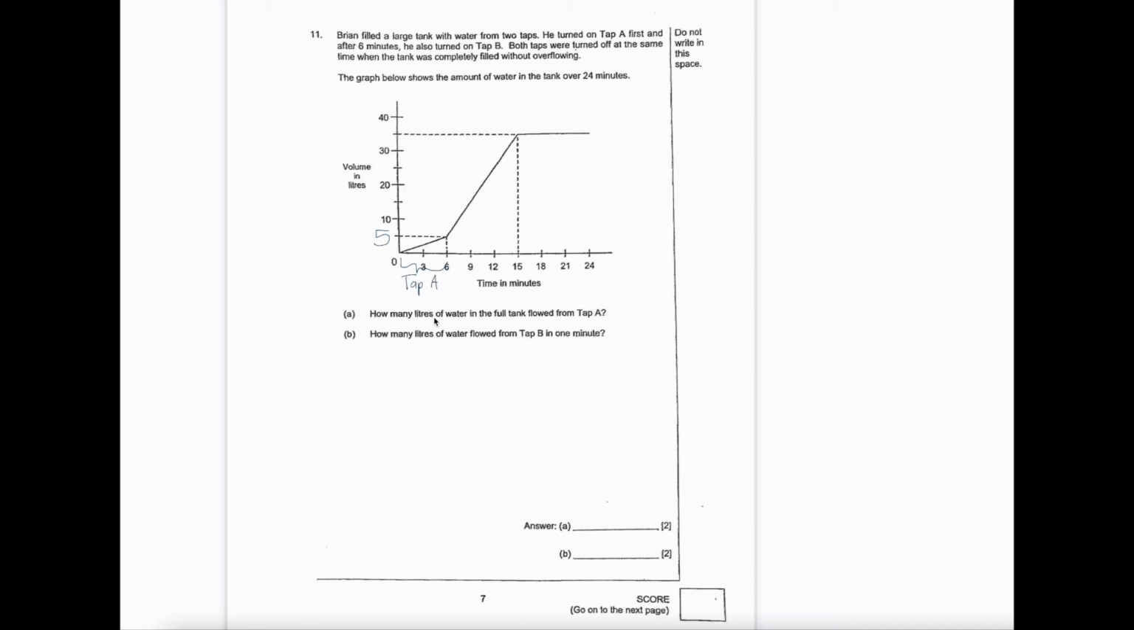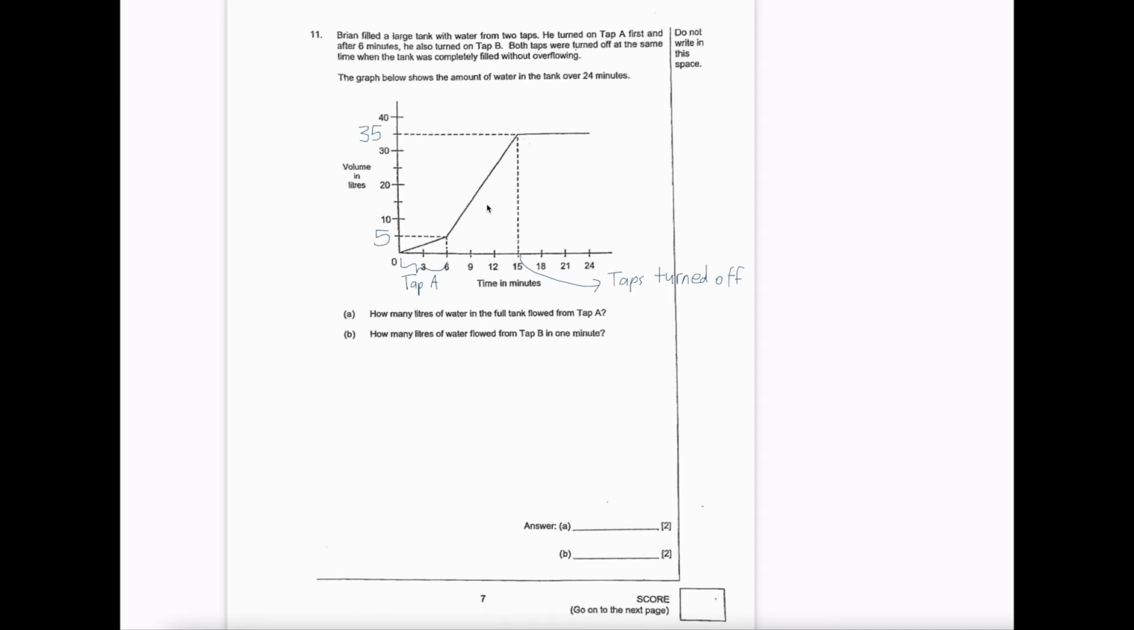How many liters of water in the full tank flowed from tap A? Let's look from the 6th minute to the 15th minute. Over here, it stopped. It was 35 liters from the 15 minutes onward. That means this is where the taps turned off. Both A and B were turned off at 15 minutes. We don't continue going on anymore because that's the maximum we can hold. The tank's capacity is 35 liters.